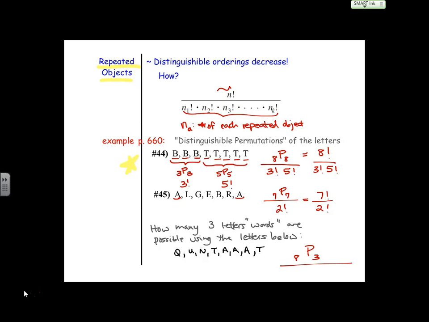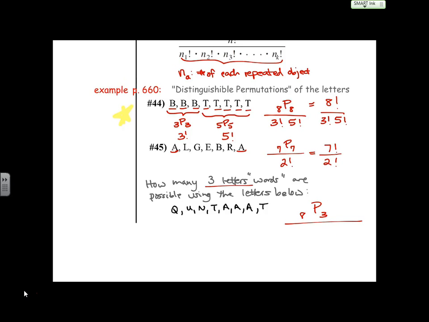hey, when you have n objects and you're arranging all n, the better way of writing that would be nPr. Sometimes it's nPn, sometimes it's nP a different number. Like in this case, we're only using 3 of them. And then on the bottom, 3 factorial is good, but you missed one. Good. You have 3 A's and you have 2 T's.